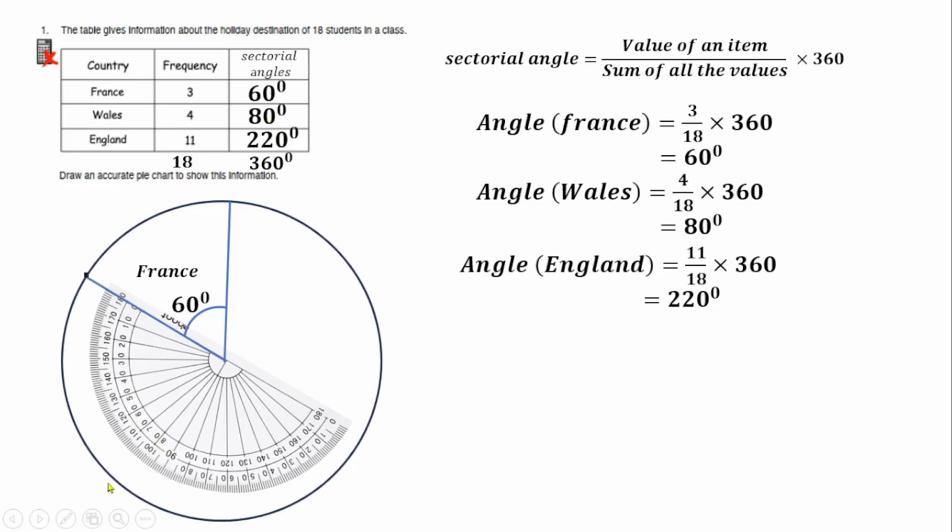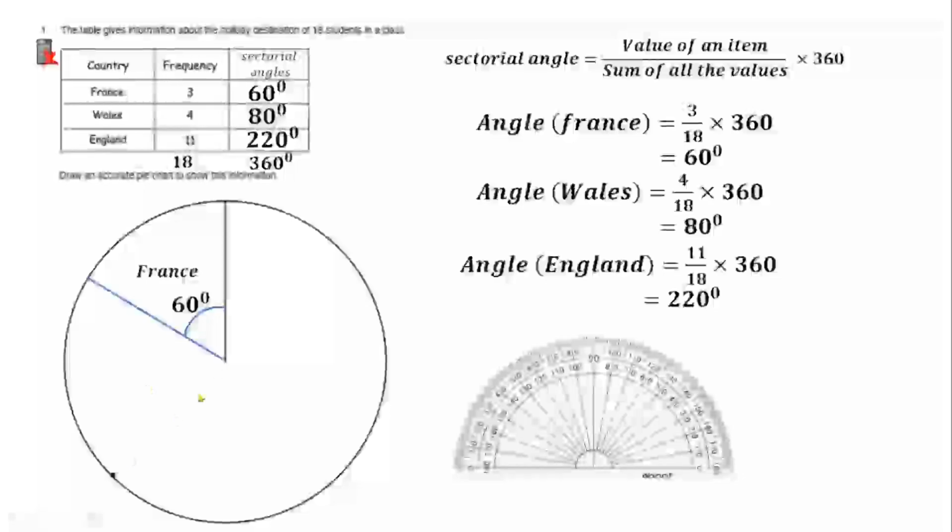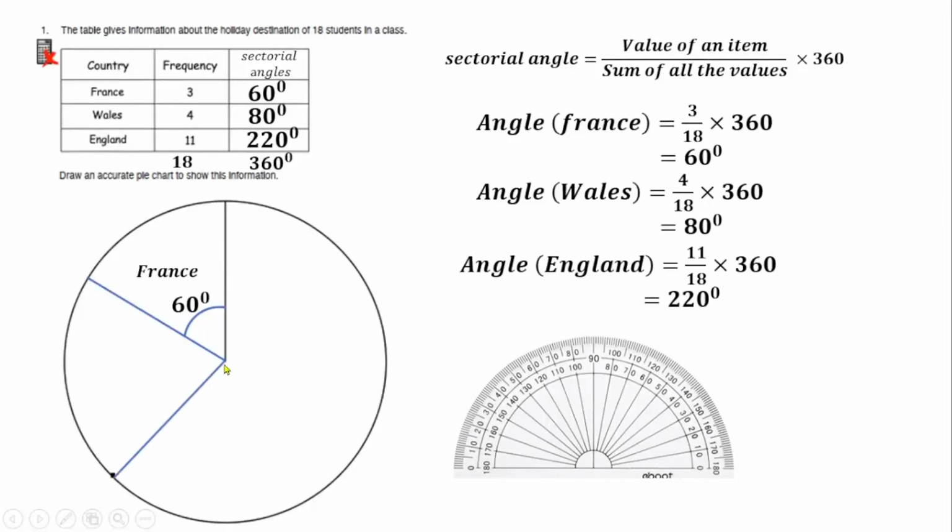Then at the front of it, you can make a dot. So I've made a dot here to represent my 80. Then I will remove my protractor. Then I will draw a straight line from the center to the dot that I've made here. That will represent the sector for Wales, which is 80 degrees, and then I label it Wales.